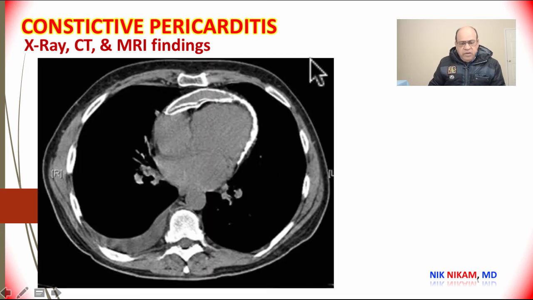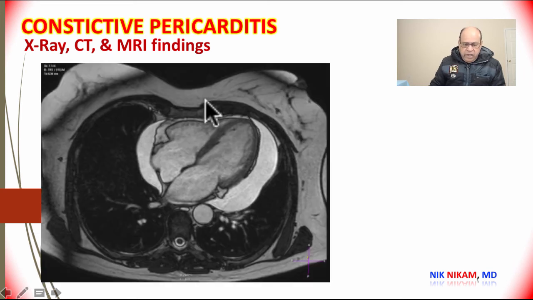Here is a chest CT showing calcification. Chest CT is very good for identifying calcium in the pericardium, whereas MRI is very good for looking at the thickness of the pericardium and also the texture of the pericardium, which would be quite useful in terms of determining or planning the type of surgery this patient needs.